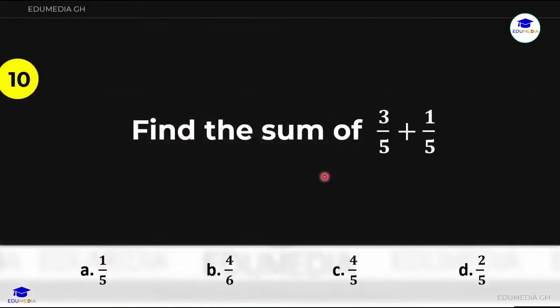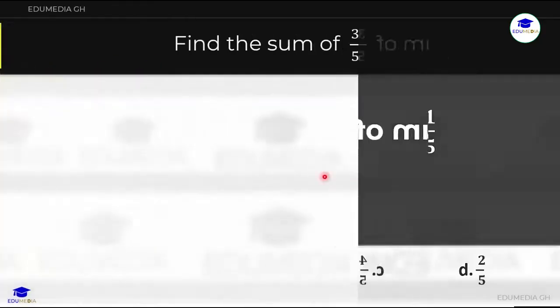Question number 10. Find the sum of 3 over 5 plus 1 over 5. This is an easy question. So we'll go ahead and solve this. 3 over 5 plus 1 over 5. Since they all have the same denominator, we shouldn't have any difficulty in solving this. They have the same denominator. Therefore, the denominator will be maintained, and then the numerators will be added, that's 3 plus 1.